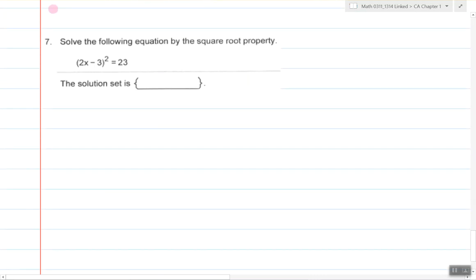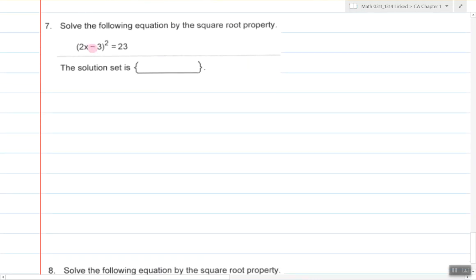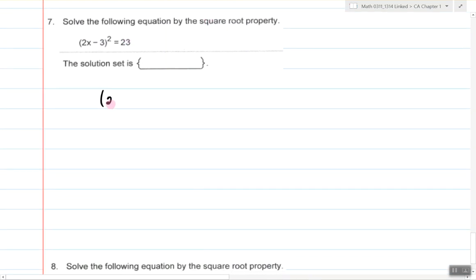All right, number 7. I do have a quantity squared equal to a constant number. That means that I can use the square root property. So parentheses, 2x minus 3 squared is equal to 23. Square root property says that I have 2x minus 3 is equal to plus or minus the square root of 23. This time when I ask if I can simplify, the answer is no. So I will just leave this and move on to the next step.